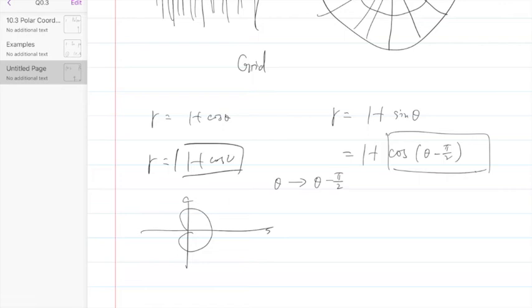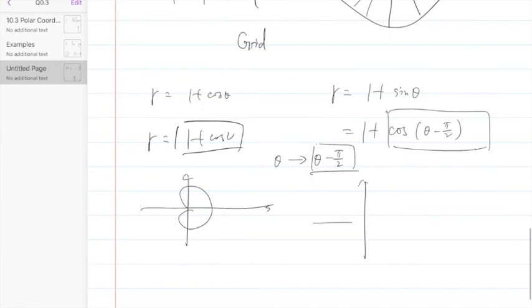Okay, now this one is basically the same thing, except you change theta to be theta minus pi over 2. Now if you think about it, that means in all the new theta, you should be pi over 2 bigger than the old theta to get the same r. That means exactly rotating the whole thing by 90 degrees this way.